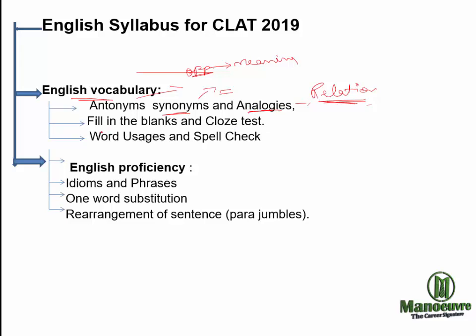That is analogy. Now fill in the blanks and cloze test. Filling the blanks is where you are given a sentence with a blank in it, and you have to fill it by choosing from the options given, which is vocabulary based, and the options given will be very close. You have to answer as per the meaning of the sentence given. Same with the cloze test. A cloze test is where you are given a paragraph with 5 or 10 blanks, where the options are very similar to each other, because the name suggests cloze test.